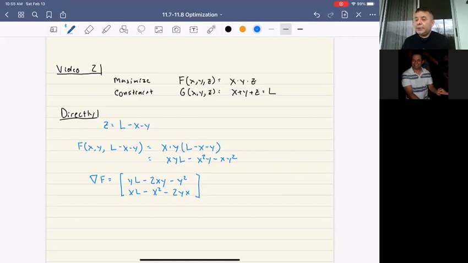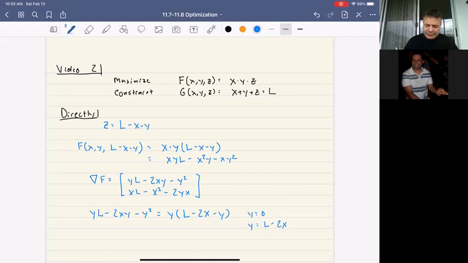Critical points happen when the derivative is equal to 0. So we need both of these to be equal to 0. Let's factor out a y: L minus 2x minus y. So this gives us y equals 0, or y equals L minus 2x.